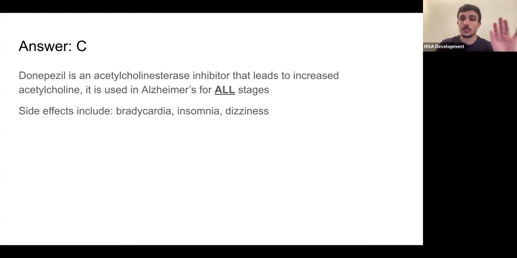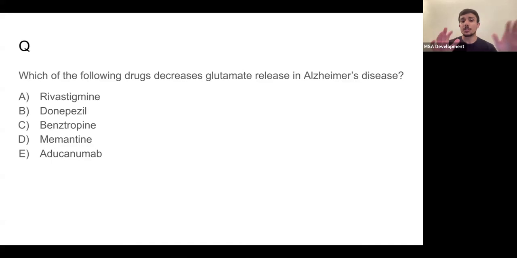Now, let's move on to the next question. So remember, donepezil, rivastigmine, galantamine, acetylcholinesterase inhibitors is the method of action, used in all stages, okay? And these are some important side effects. Next question. Which of the following drugs decreases glutamate release in Alzheimer's disease? Remember, in these pharmacology lectures, it's very important to remember the methods of actions of different drugs, especially when you have one drug that has a weird, different method of action. They're definitely going to ask about that drug because that's a unique thing. You know, they like to ask about unique things. So here, which of these drugs would decrease glutamate release?